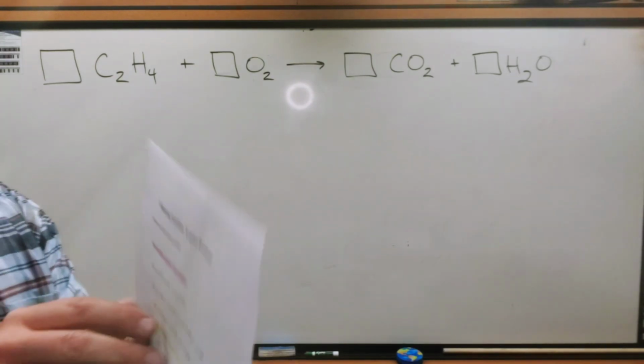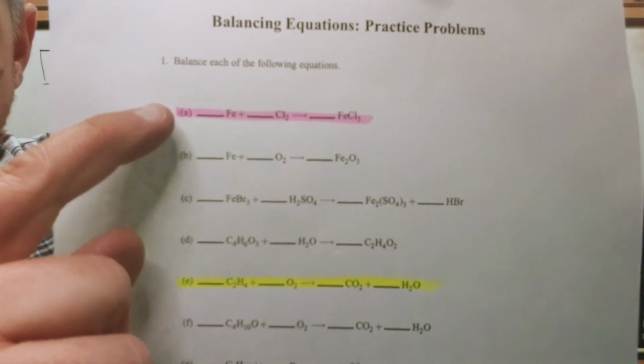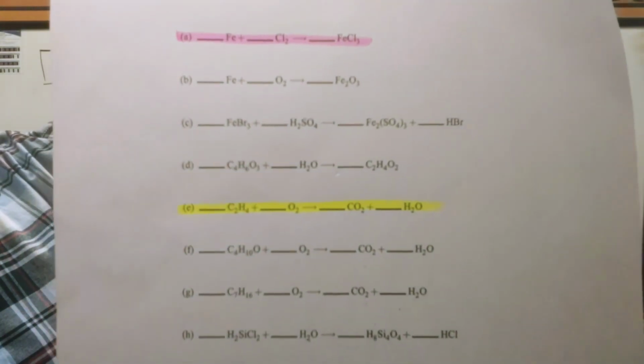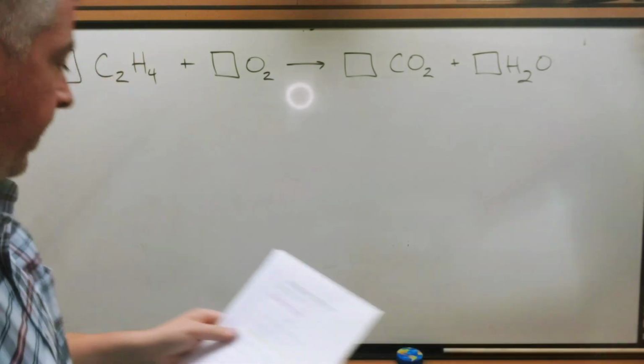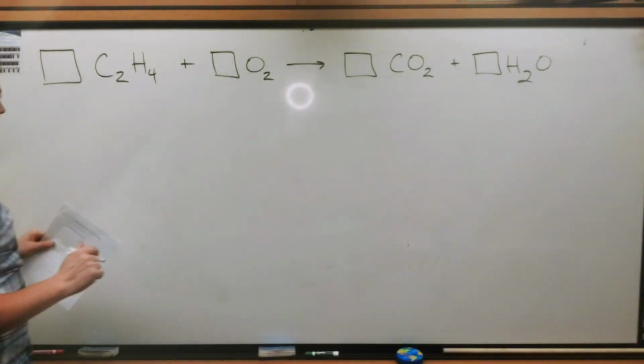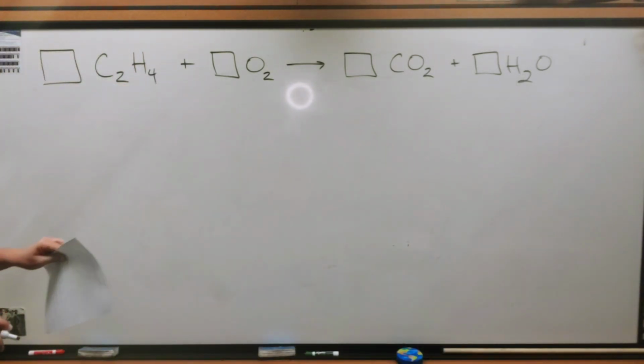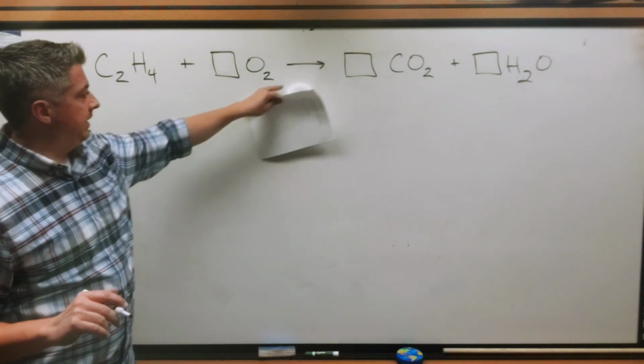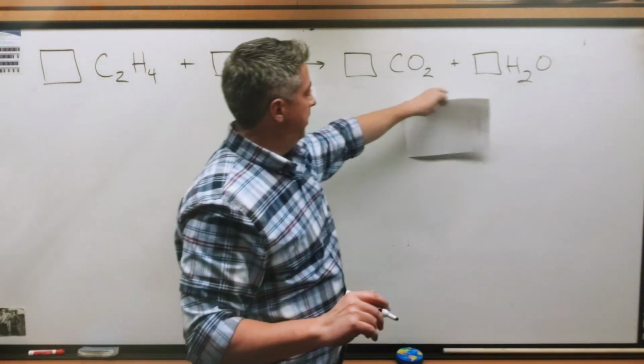All right, so we're going to skip the next couple of problems on this handout, and we're going to go from A, which we just did, all the way to the letter E, the one that I highlighted in yellow. It's a bit more challenging. So it's here on the board. C2H4 plus O2 yields CO2 and H2O.